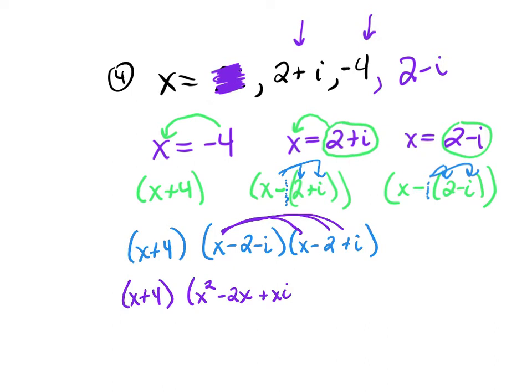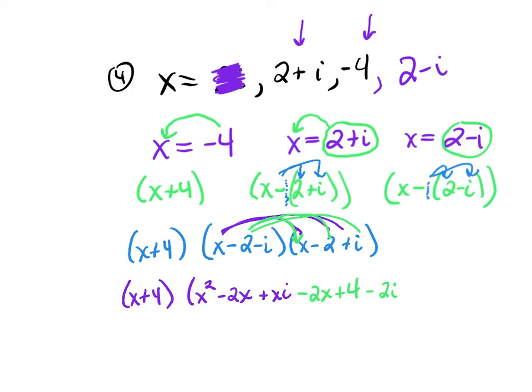We're good? Okay, now I'm going to take negative 2. So negative 2 times x is negative 2x. Negative 2 times negative 2 is positive 4. And then negative 2 times i is negative 2i. Y'all with me?